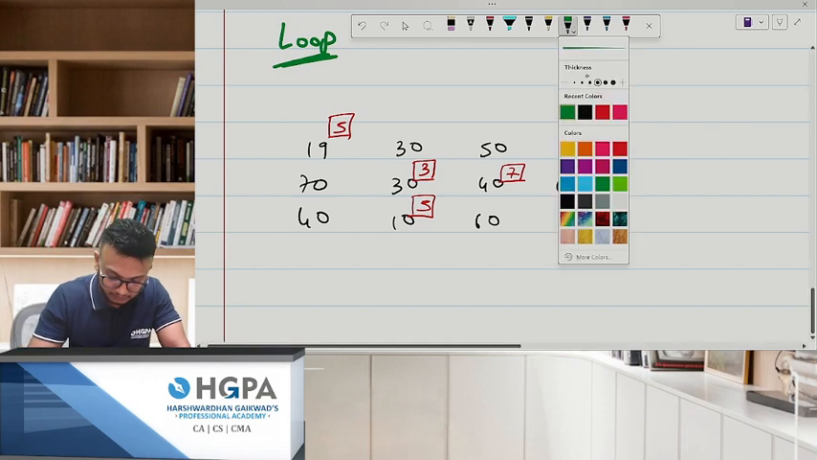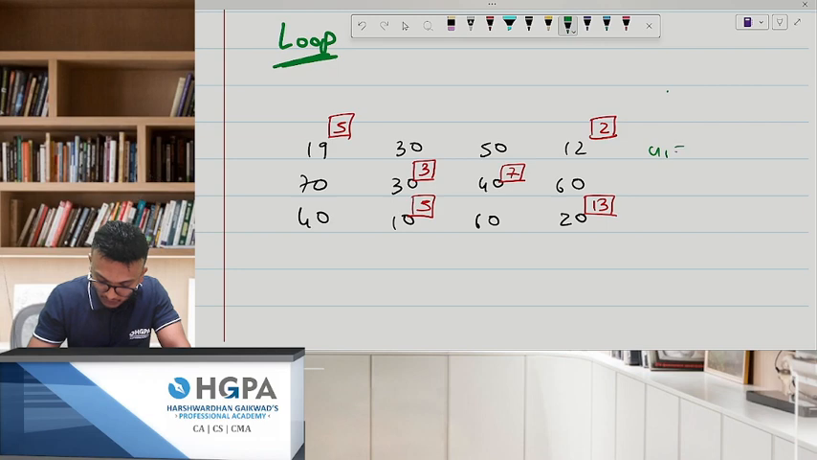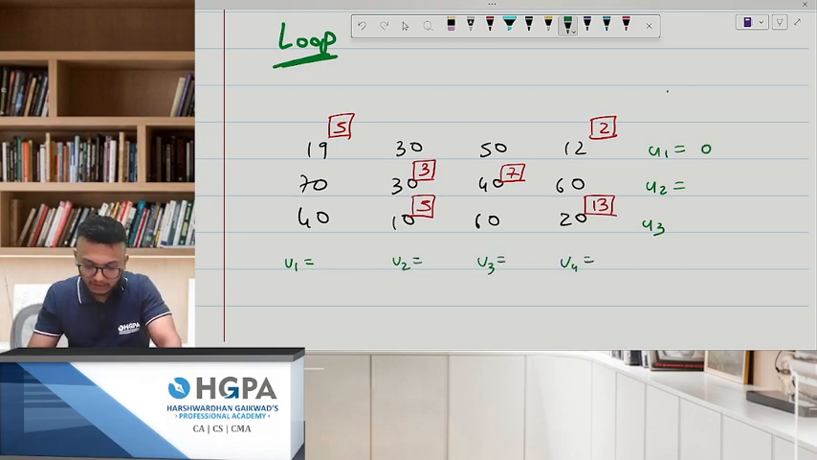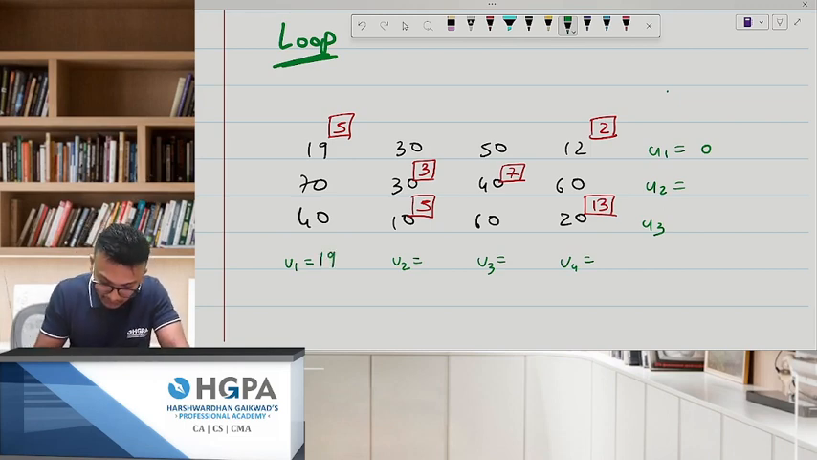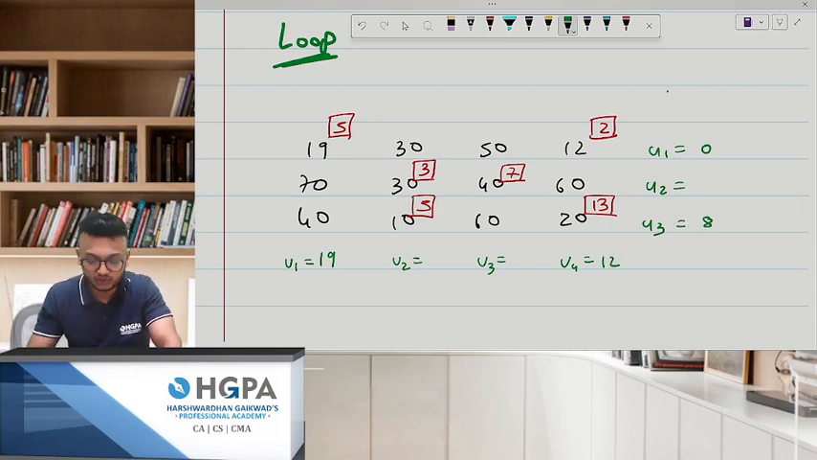U1, U2 and U3. V1, V2, V3 and V4. Start with 0. This will be 19. 0 plus 19 is obviously 19. 0 plus 12 is 12. This will be how much? 8. 12 plus 8 is 20. Next, 8 plus 2 is 10.